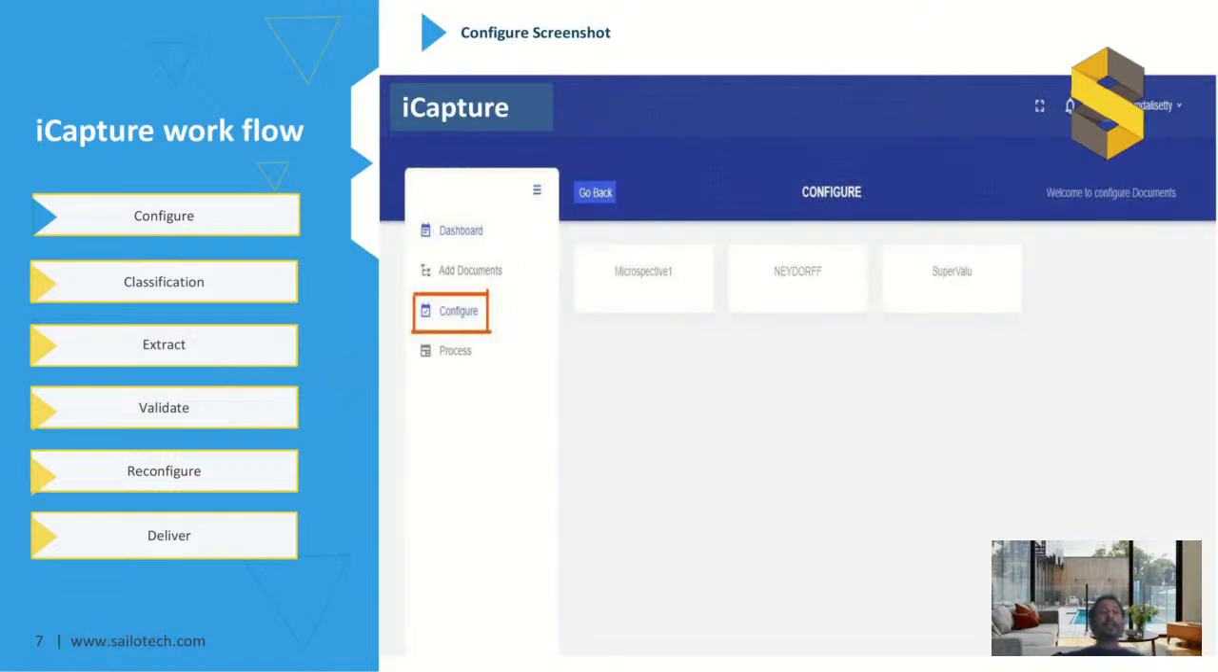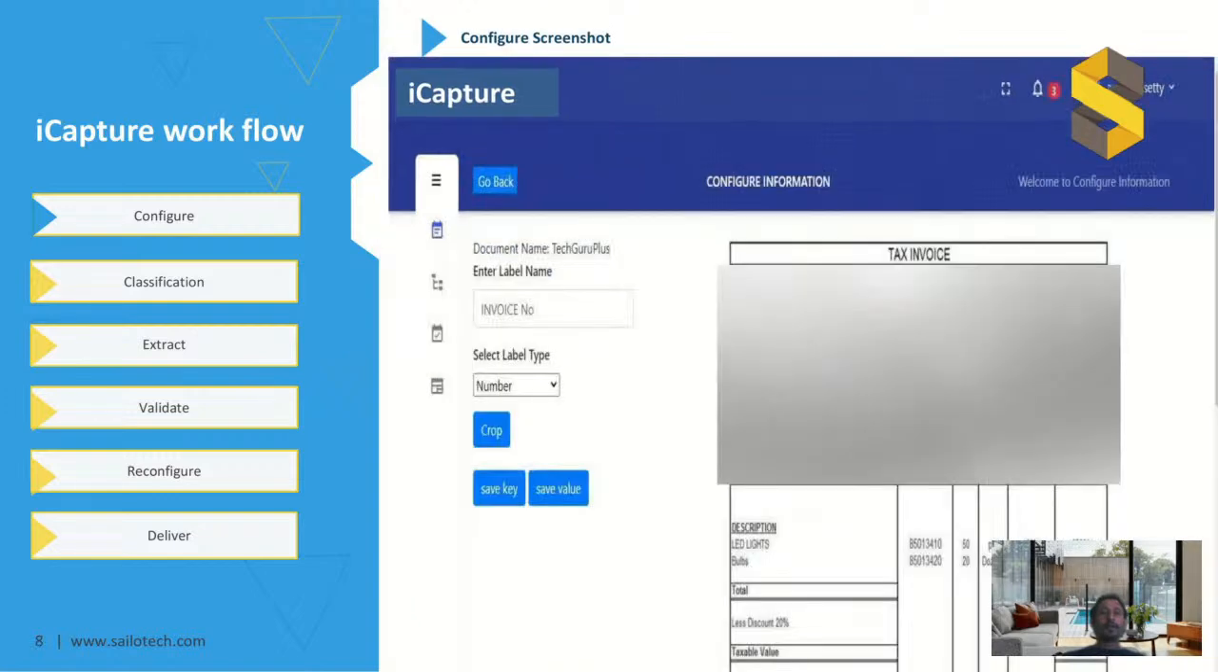Then you have one of the most important features, which is to reconfigure. So basically, for the failed ones, you have the ability to reconfigure so that invoices or any documents having similar kinds of keys and key-value pairs can be identified and extracted subsequently going forward, right? So these are the kinds of things that iCapture has to offer.